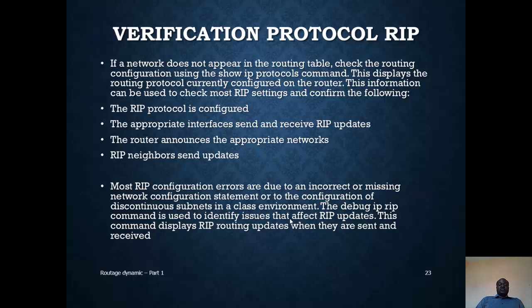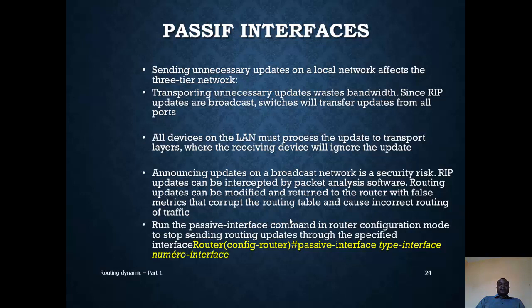The debug ip rip command is used to identify issues that affect RIP updates. This command displays RIP routing updates as they are sent and received. And you also have the passive interface. Sending unnecessary updates on a local network affects the network, and transporting unnecessary updates wastes bandwidth. Since RIP updates are broadcast, switches will forward updates out all ports. All devices on the LAN must process the update up to the transport layer, where the receiving device will ignore the update. Announcing updates on a broadcast network is a security risk. RIP updates can be intercepted by packet analysis software. Routing updates can be modified and returned to the router with a false metric that corrupts the routing table and causes incorrect routing of traffic.